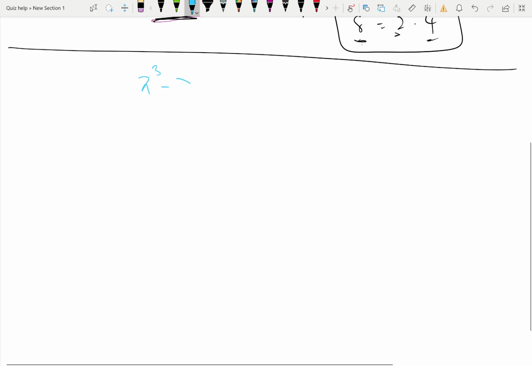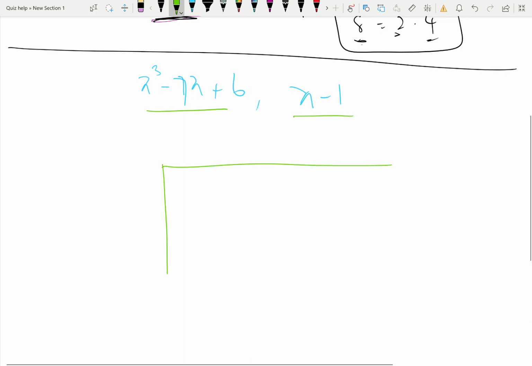Lambda cube minus 7 lambda plus 6. What I would suggest is pause the video and try to do it by yourself and compare. That's a very good way to learn. So here's the cubic polynomial, here's the linear term, so let's divide. Lambda cube minus 7 lambda plus 6 divided by lambda minus 1. Here I will do an adjustment.